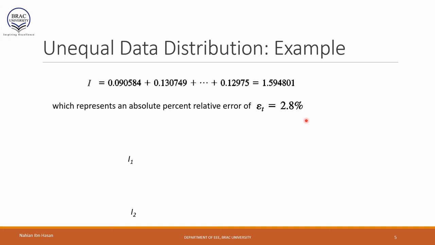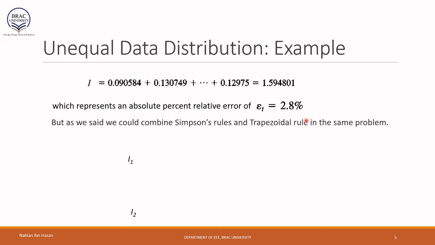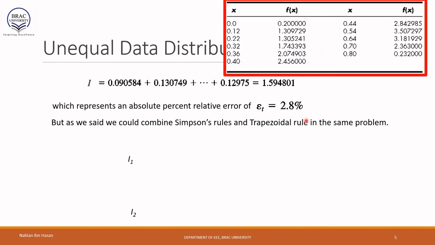Now let's say we have some data segments that are of equal width, so we are going to use Simpson's rule for these segments. This is the data table. We have already shown this table.